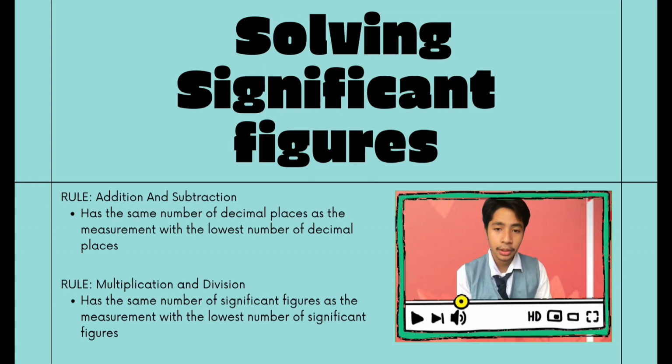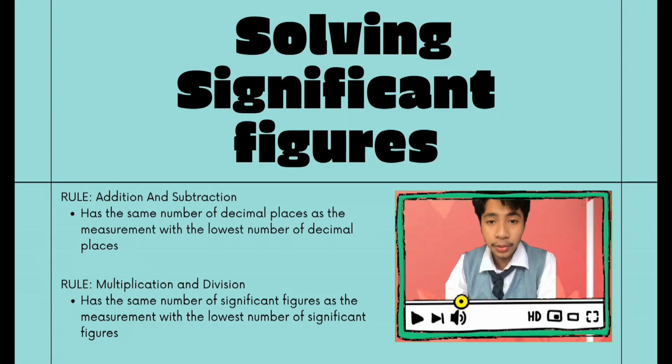The difference between the two is that addition and subtraction use the lowest number of decimal places, while multiplication and division use the lowest number of significant figures. To help you better understand, let's proceed with the examples.